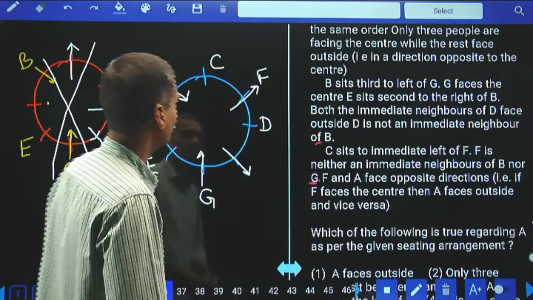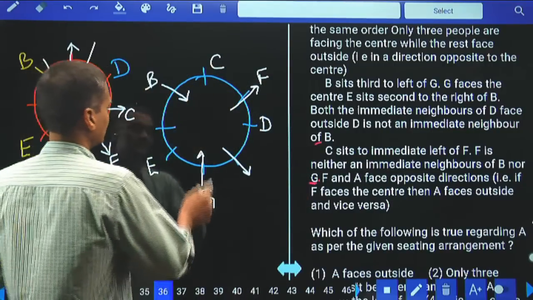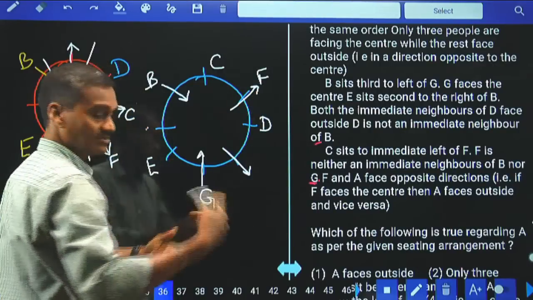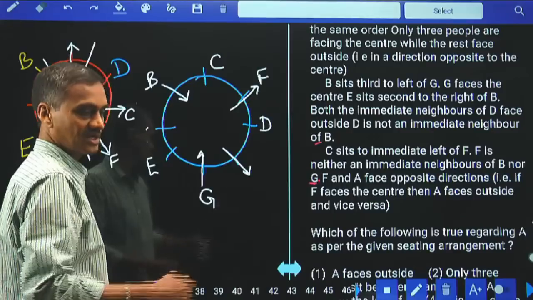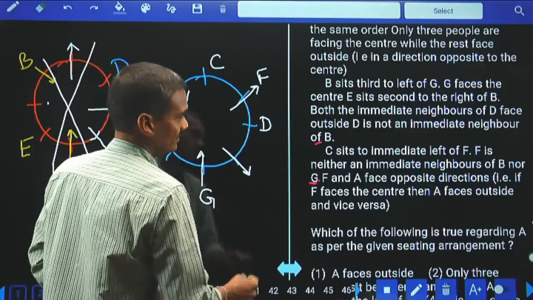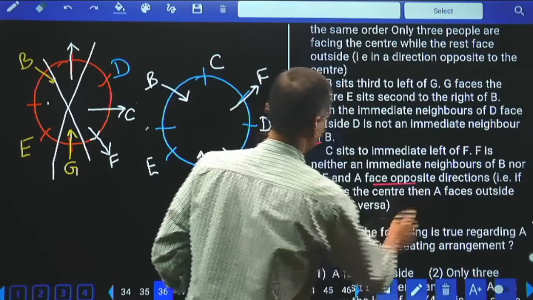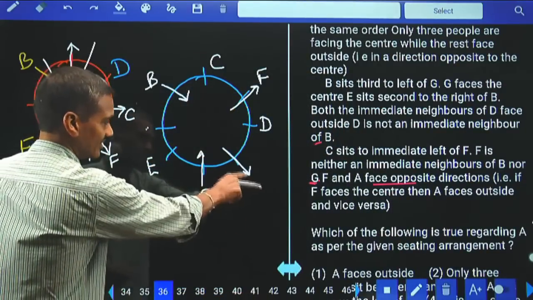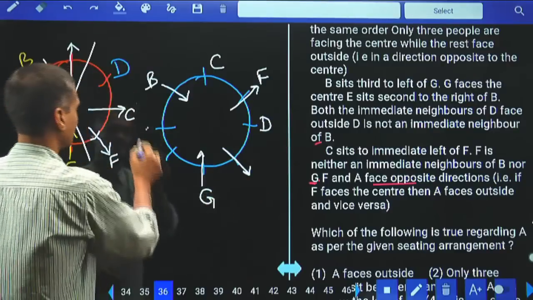F and A face opposite directions. A can be either here or here. F is away from the center, then A must be towards the center because they face opposite directions. F is away, A must be towards the center. Hence A cannot be here because this person must be away from the center. A is here.